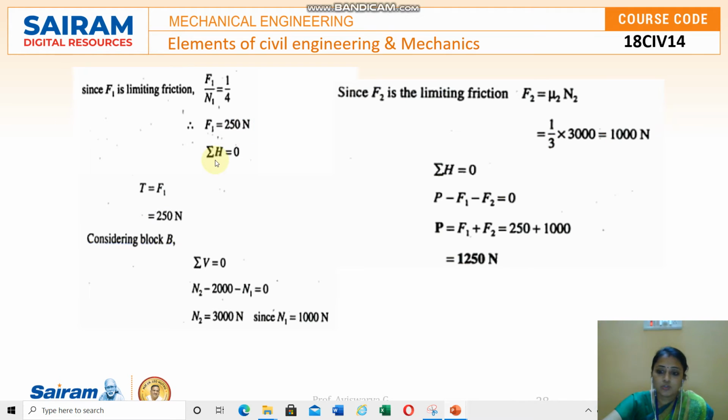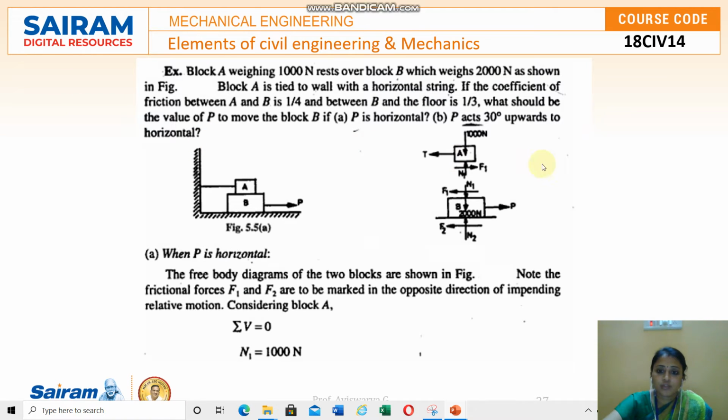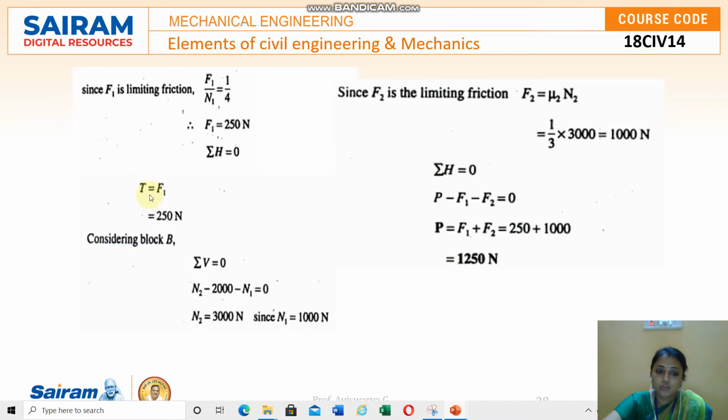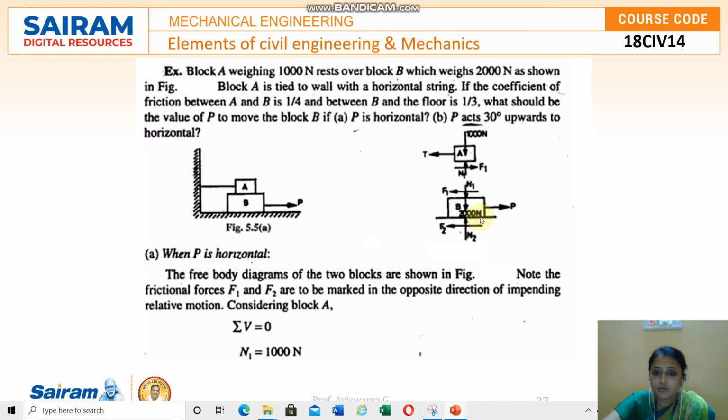Then use the horizontal force equilibrium condition, summation of H equal to 0. For the first figure, you have only two forces, F1 and T, in opposite directions. So T is equal to F1, which is 250 Newton. For block A, that is over. Now consider the motion of block B. In block B you have 1, 2, 3, 4, 5, five forces.